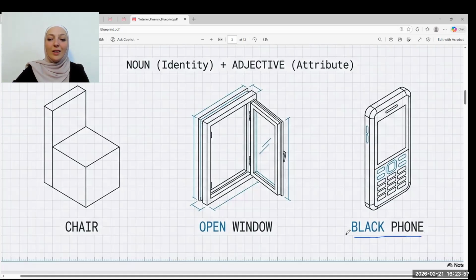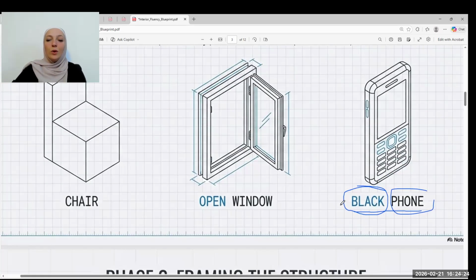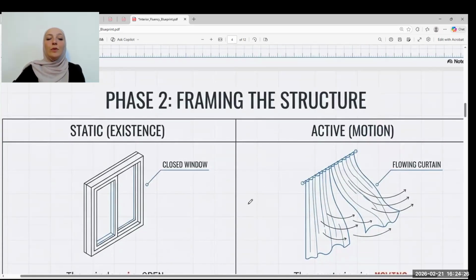All right? We're making a simple sentence. White phone. I just described the color. Okay? White phone, black phone, I describe it. Open window, close window, this is another sentence. Now we're moving from one word, which is chair, window, phone, to having an adjective to describe it, like the color or the action of doing something, opening and closing the windows. Now moving on to phase two.